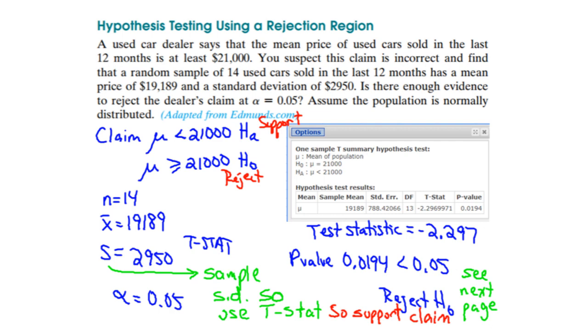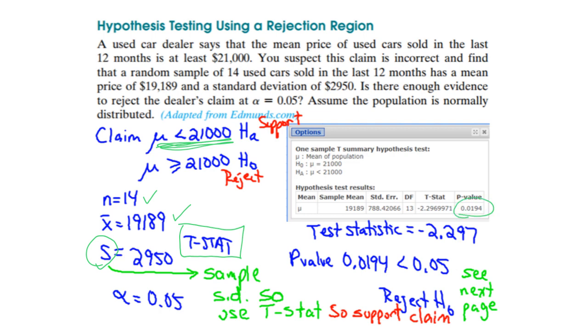So then we're going to grab all of our data. We have a sample size of 14. We have a mean of 19,189. We have a sample standard deviation of 2,950, so we have to use t-stat. And also we know that we have a left tail test, because of our alternative. So we're going to put all of that into t-stat, just like we did for z-stat. At that point, we're going to hit compute, and we'll get a p-value.